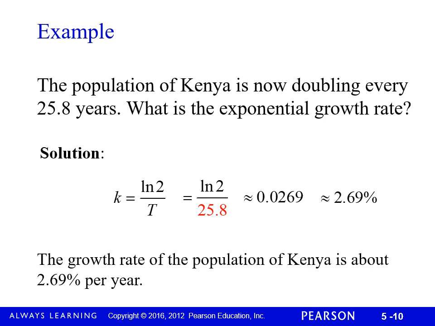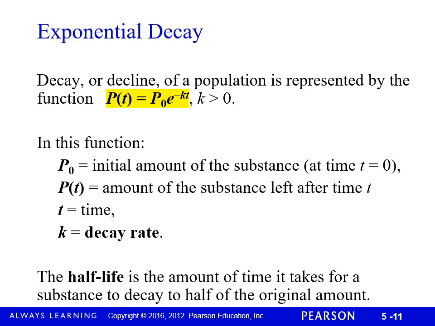Okay. The growth rate of the population of Kenya is about 2.69% per year. So these are pretty straightforward if you know the basic formula. All right.